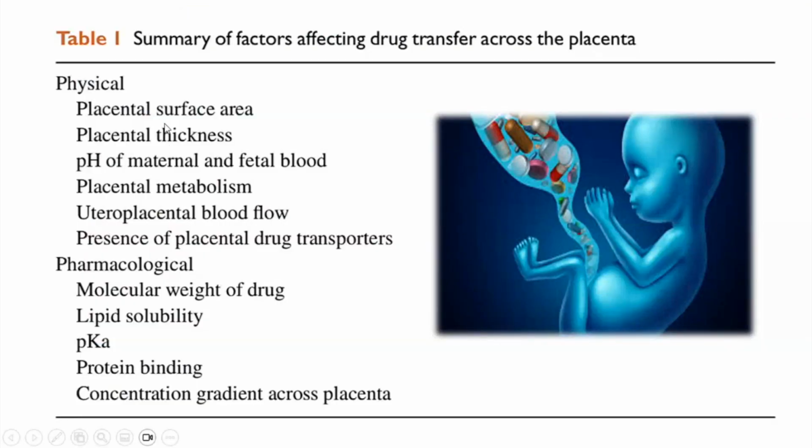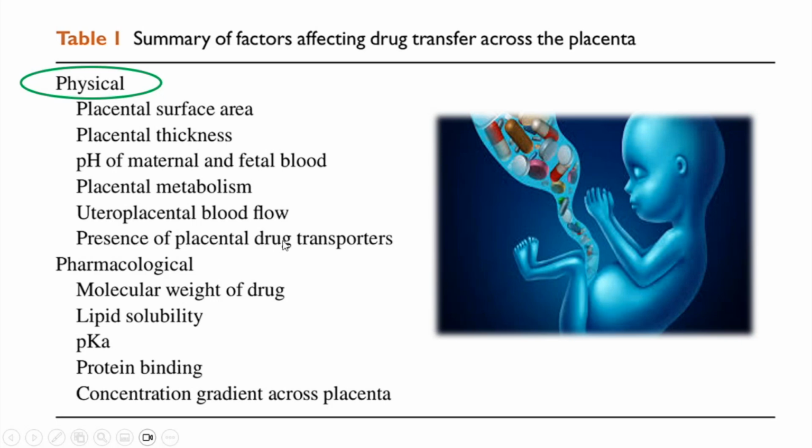But we need to explain a bit more. If you look at the examiner report also, they said they need a bit of explanation, especially on Fick's law of diffusion. So for the physical property of the placenta, as I said, the large surface area, small thickness, which is the diffusion distance is small, pH of maternal fetal blood. So this is where the concept of ion trapping comes into play. Your placental metabolism, uteroplacental blood flow. If more blood flow, maintain the concentration gradient, increases the transfer.